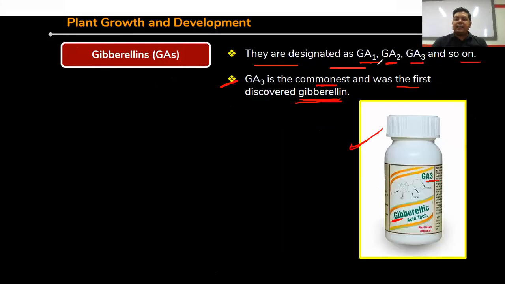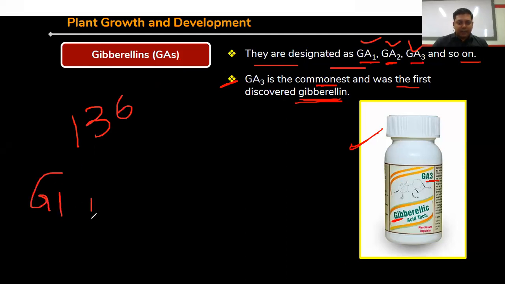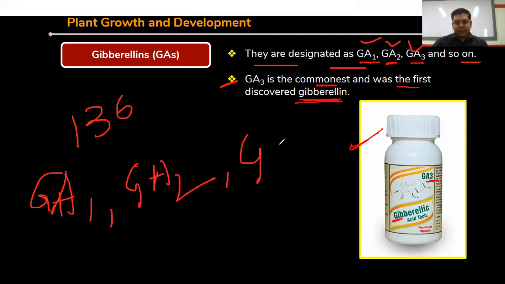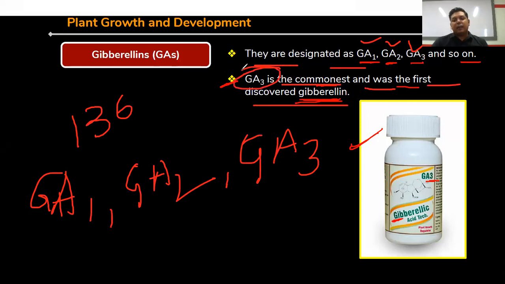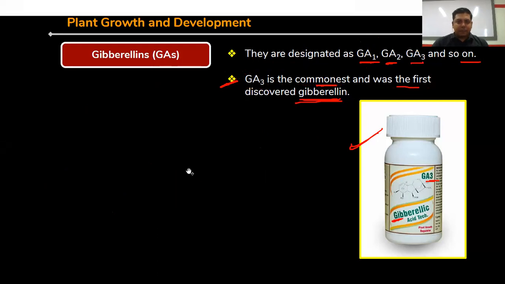Now they are designated as GA1, GA2, GA3, and so on. So suppose 136 gibberellic acids are present in our market, they are numbered as GA1, then GA2, then GA3, like this. GA3 is the commonest and was the first discovered gibberellic acid or gibberellic hormone.